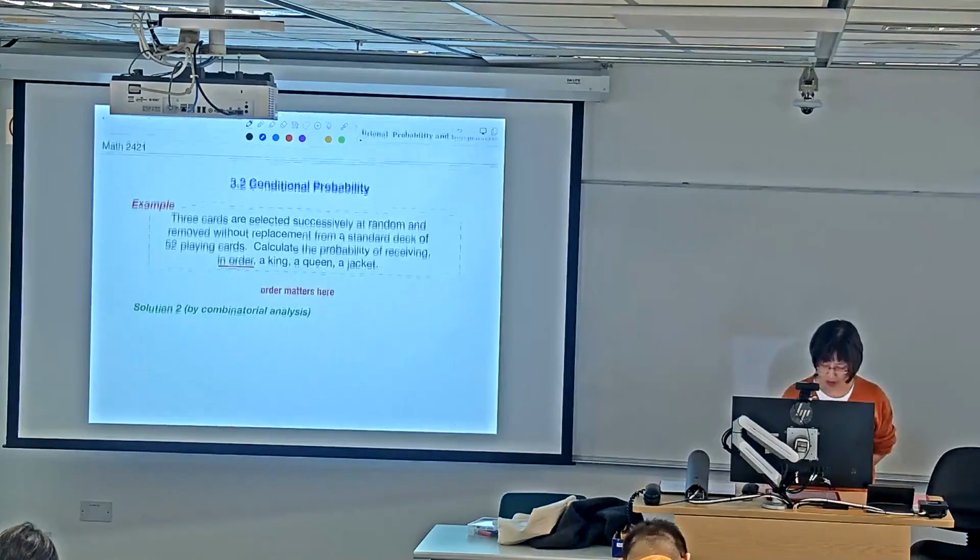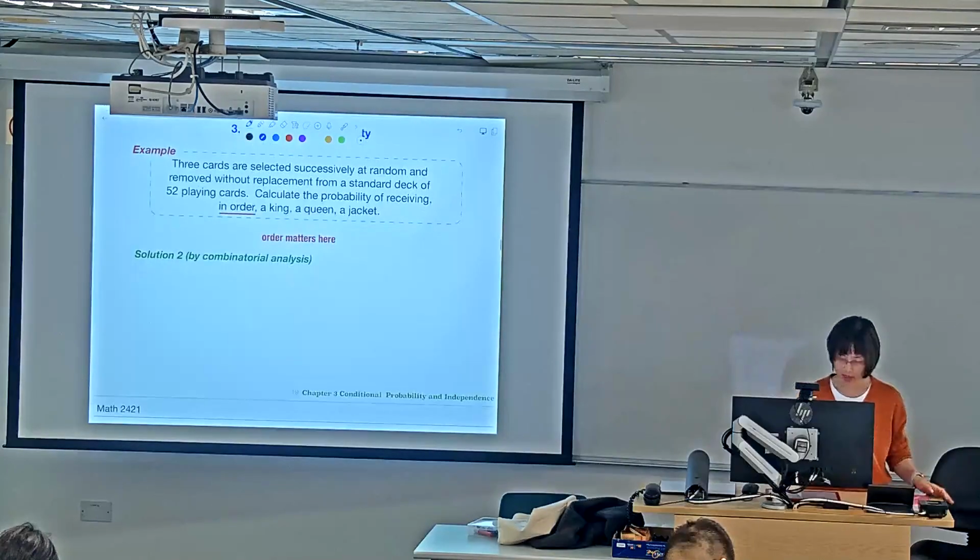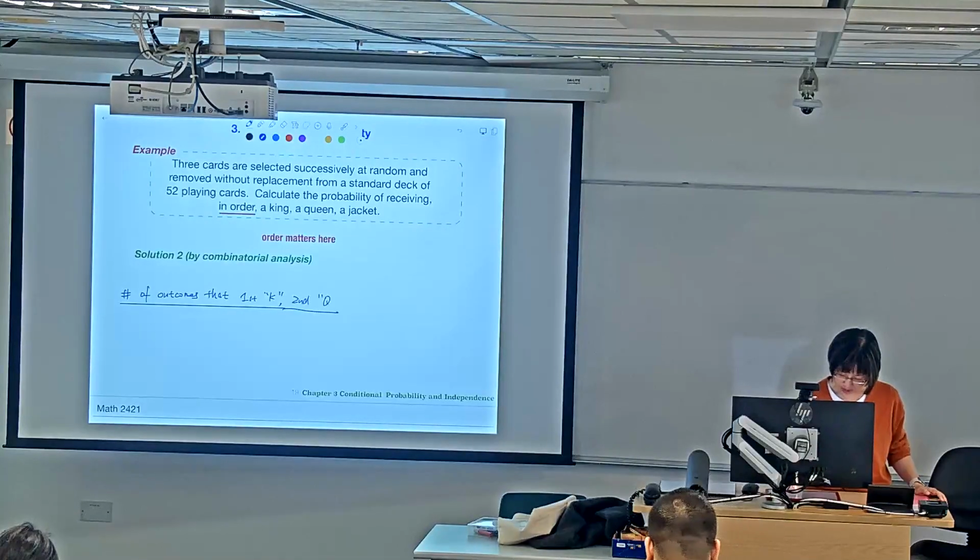And also, actually, for this one, I think it's more natural or easier for us to use counting to solve it directly. So here we count in order. This is a sample space with equally likely outcomes. So we just count the number of outcomes of this event: first is king, second is queen, third is jack, and then divide by the number of all possible outcomes. Just count.